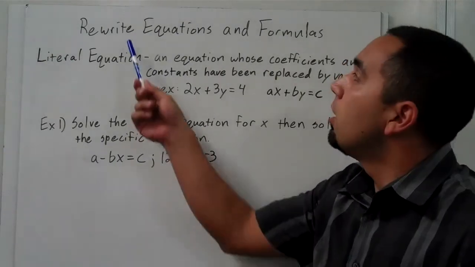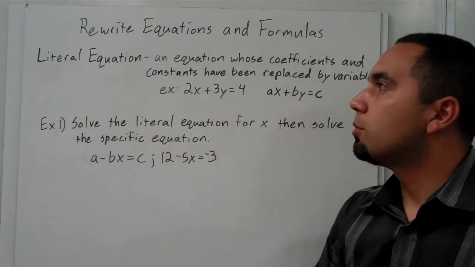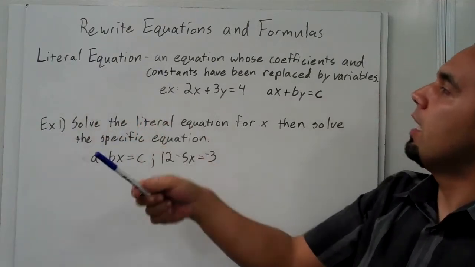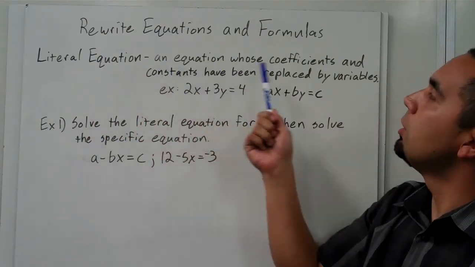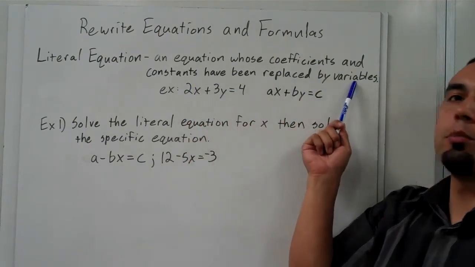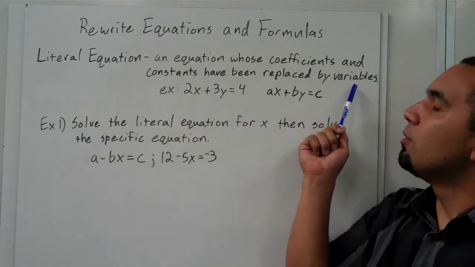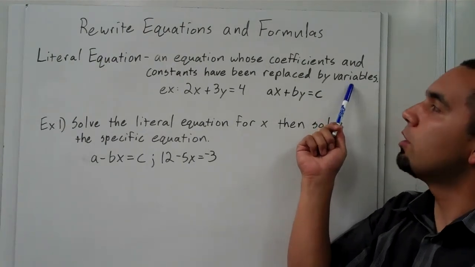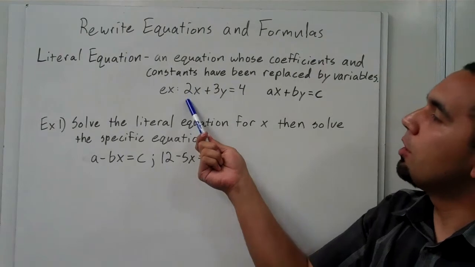Okay, so this is rewrite equations and formulas. So we have a new definition. It's literal equation, and basically this is an equation whose coefficients and constants have been replaced by variables. Okay, and we've seen these before. Usually I call them general form of an equation, but my example here kind of cleared it up.